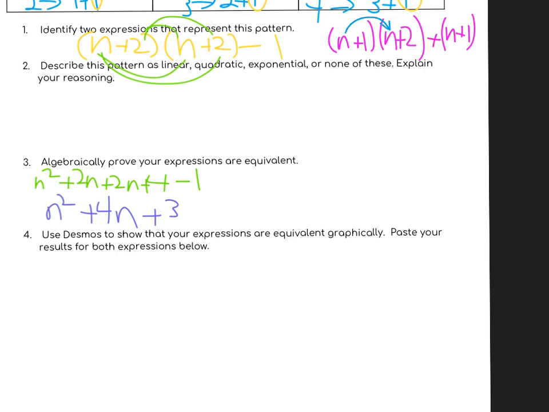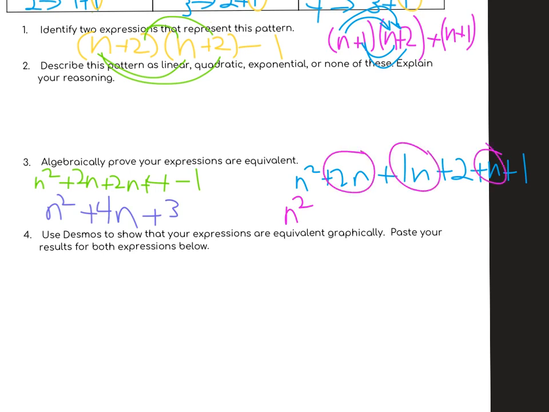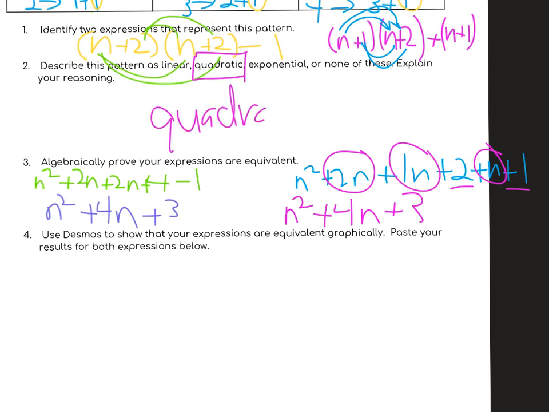I again have to double distribute n squared plus 2n plus 1n plus 2 times 1 is 2 plus n plus 1. Let's go ahead and combine like terms. N squared, we have 2n, 1n, and 1n, so that's 4n. And then 2 plus 1 is 3. Ooh, those are the same. So now I can go back and I can say, okay, this is quadratic, because I have a quadratic term, so that's quadratic.